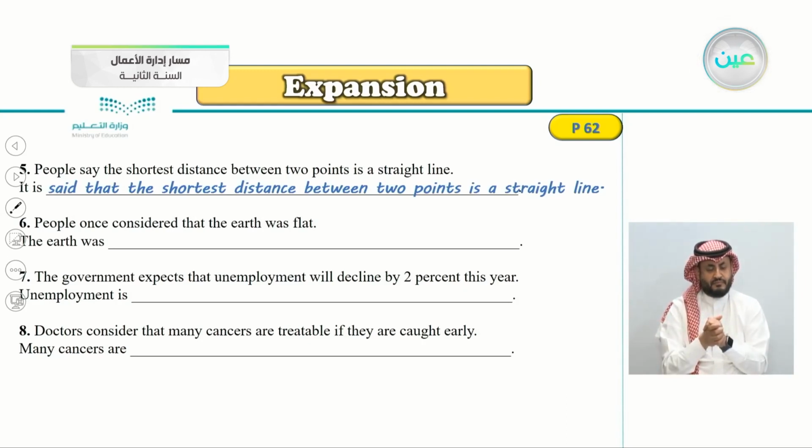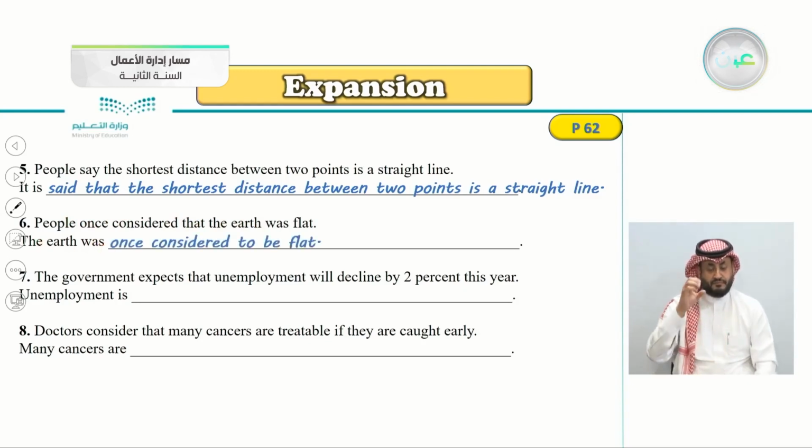Who say this? People. Number 6, people once considered that the earth was flat. So we say the earth was, yes, once considered to be flat. The earth was once considered to be flat.